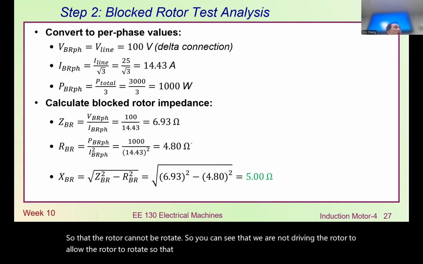So in this case, we use low voltage to drive the motor to avoid the motor being blown up. We use a low voltage of 100 volts, and using the delta motor configuration the phase current will be 25 amp divided by root 3, so we get 14.43 amp. And the power we divide by 3 to get the per phase. Usually for all the equivalent circuitry, we have to use per phase calculation. Now let's calculate impedance. We have the voltage here, 100 volts, divided by our current, which gives the total impedance for the whole block rotor test.